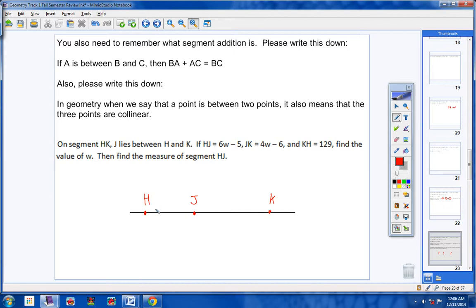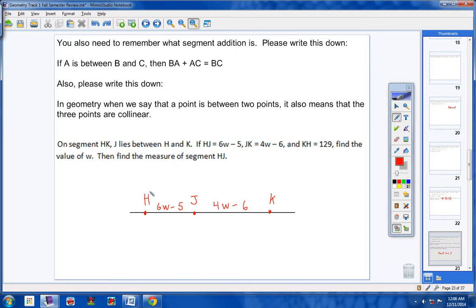HJ is 6W minus 5. JK is 4W minus 6. KH is 129. So the whole segment from H all the way down to K is 129. The entire segment. Okay, so find the value of W.